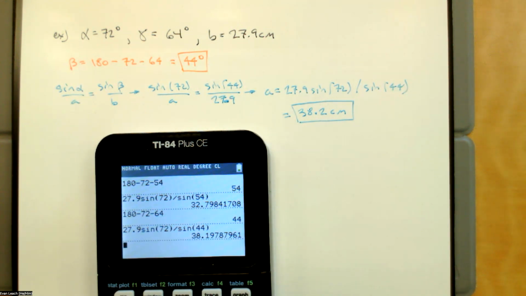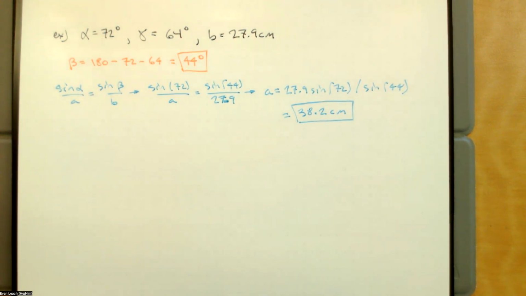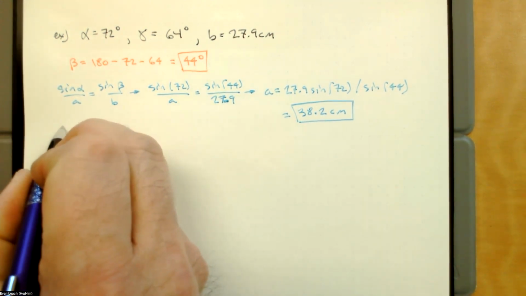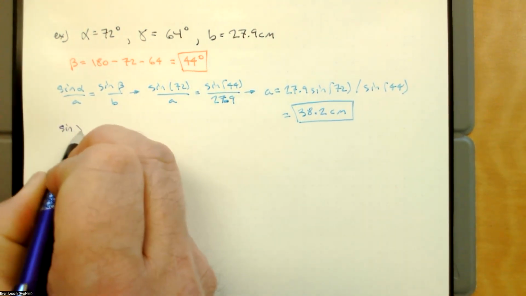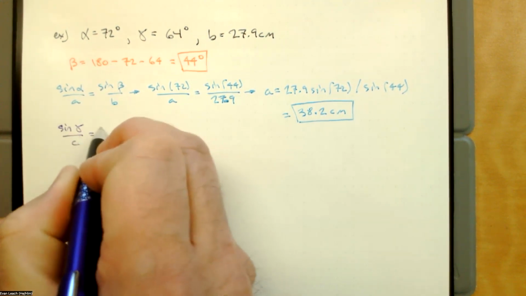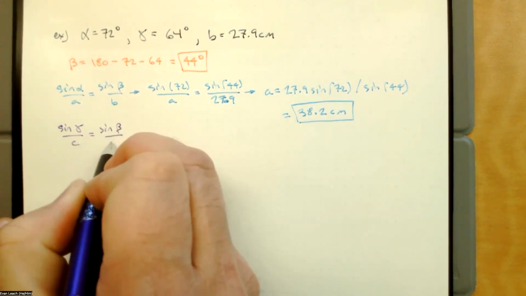In this case, since I don't want to use rounded off information, I'll just use beta and B to find side C. So for side C, I'll set up sine of gamma over C is equal to sine beta over B.